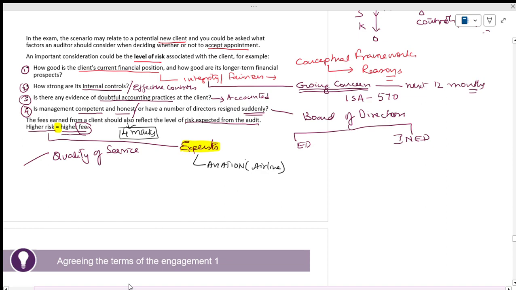I am a finance director. I will appoint my brother who is an expert. But fine, you can appoint a brother, you can appoint a relative, no problem. But first you have to see, is he independent? You have to see whether he is qualified, whether he has experience. You have to see all the things.